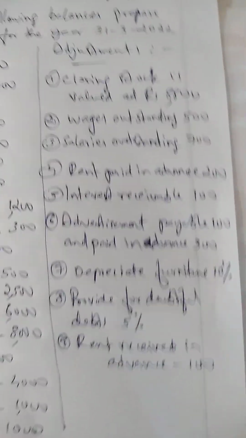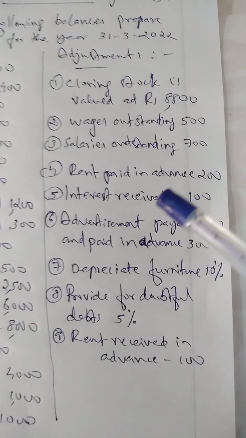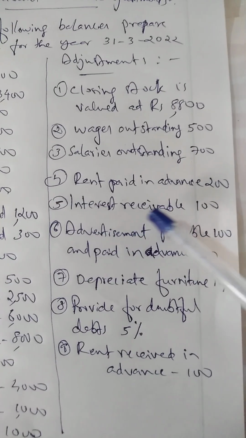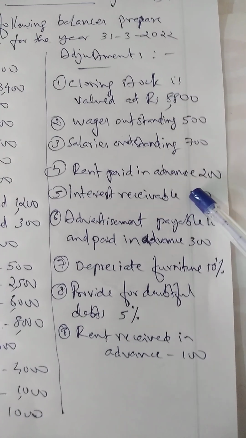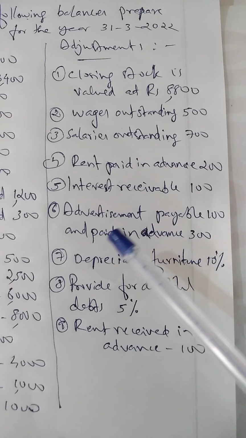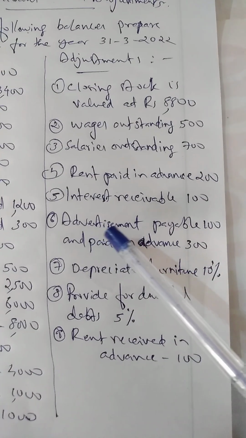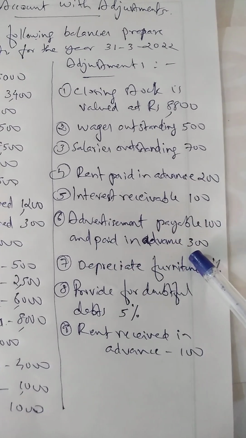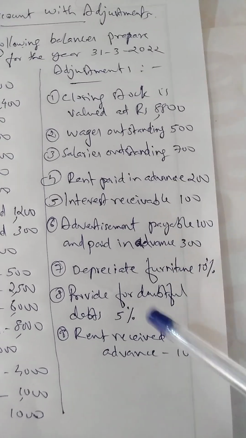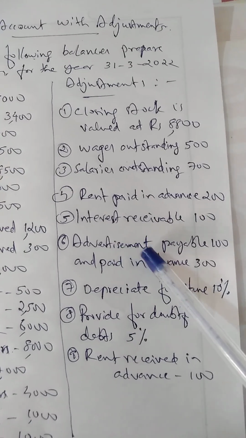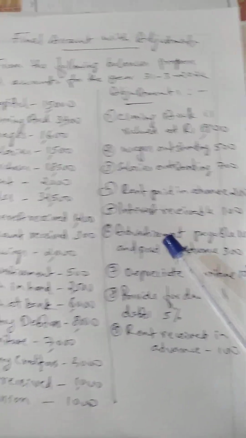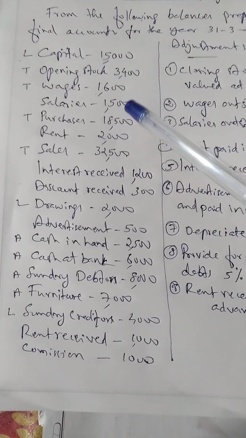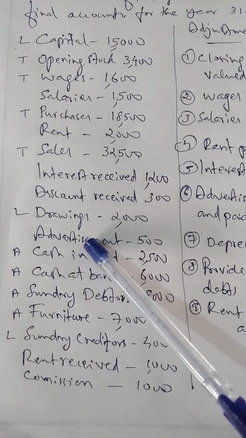So we are continuing the discussion. In the last session, we finished up to interest receivable, isn't it? Now we have to discuss this advertisement payable 100 and paid in advance 300. See, advertisement is an expense. Definitely a concerned item is there in the list of balance. It is here, advertisement is here.